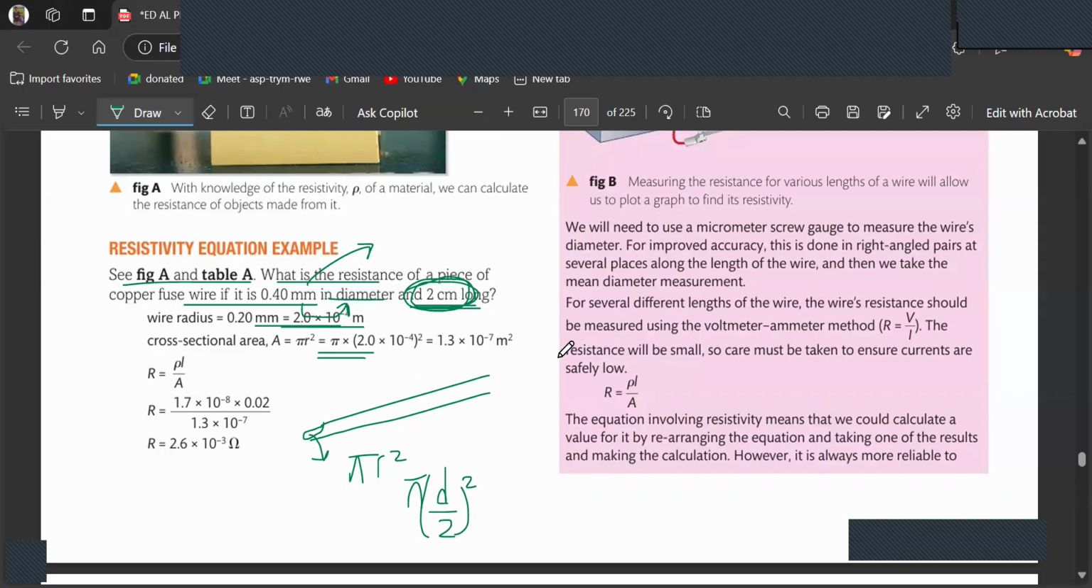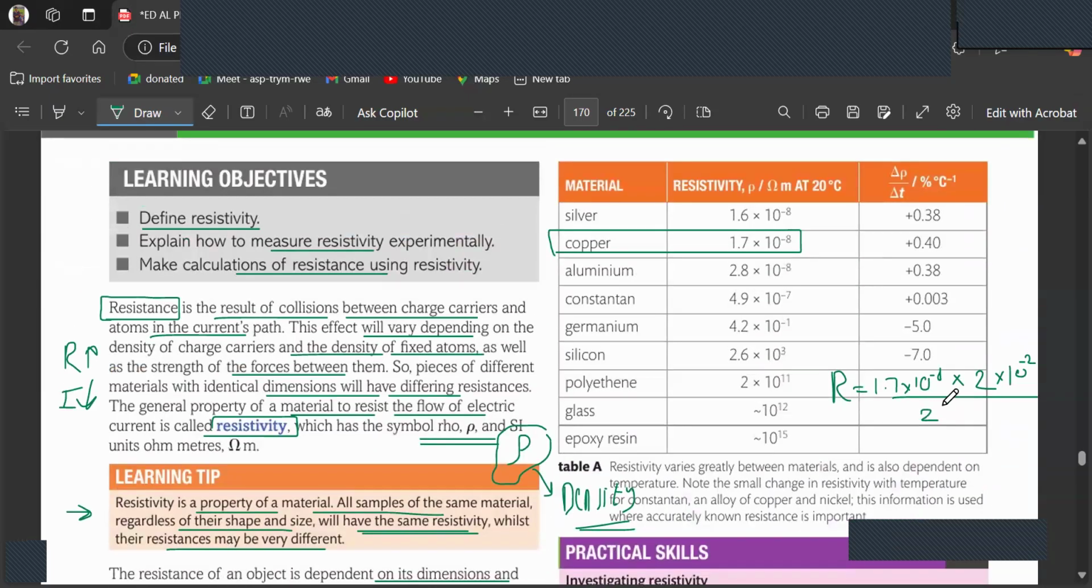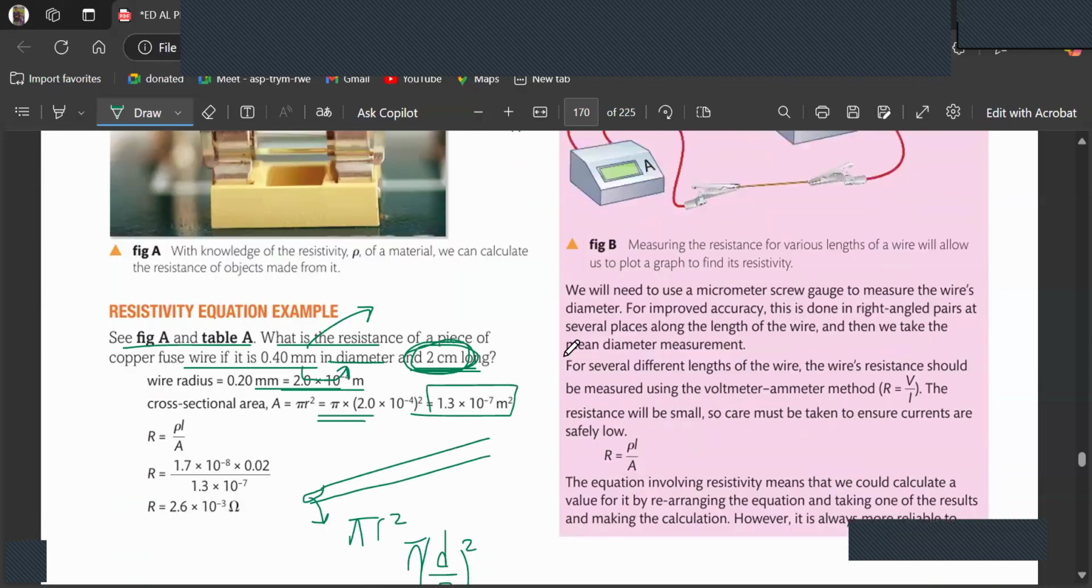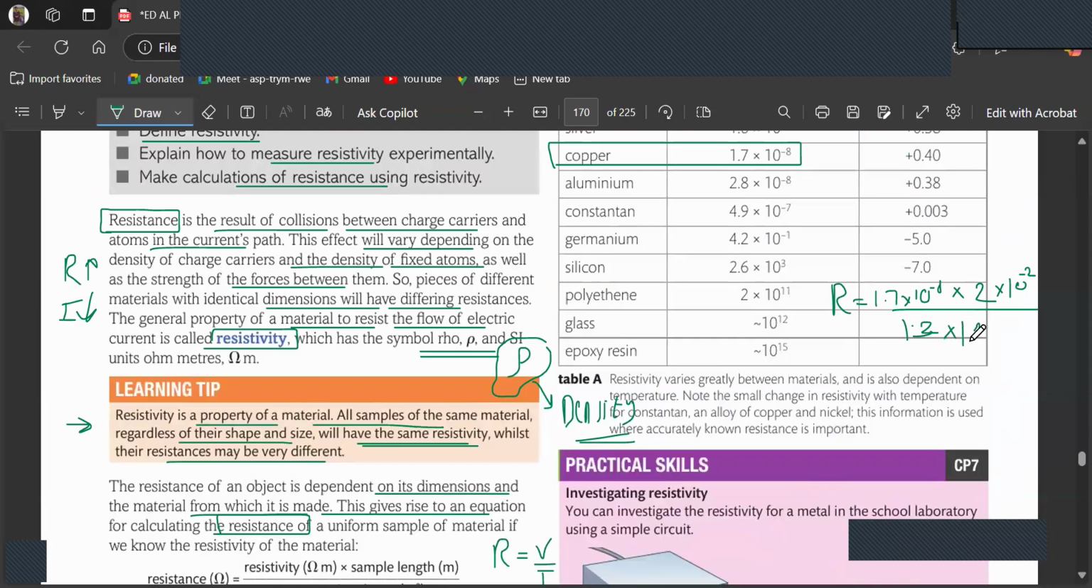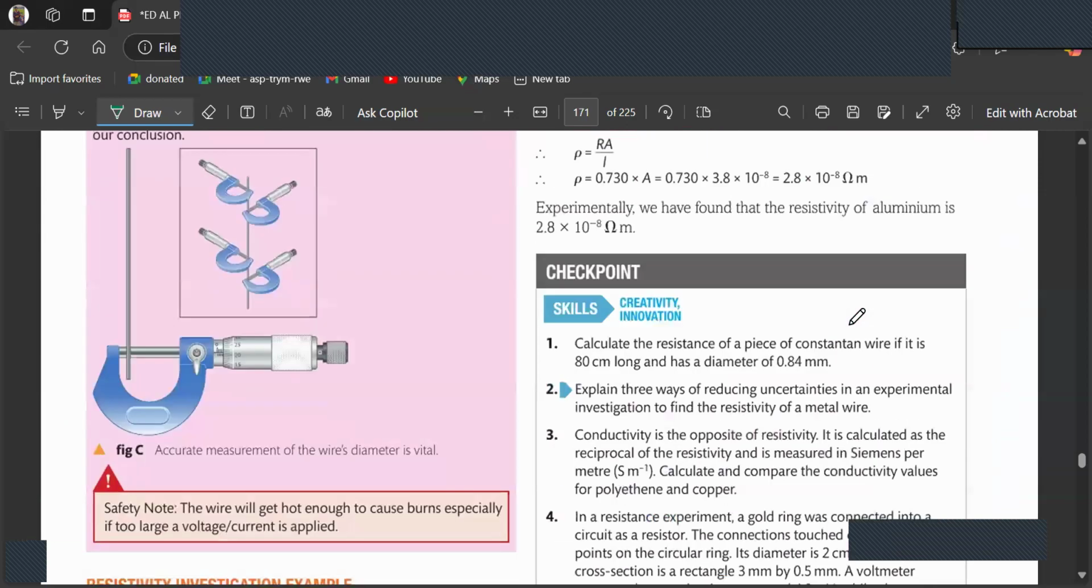Okay, we halved it. I think you got it. Once you have the area, you can write down what's the area. 1.3, no, no, 1.3 into 10 to the power minus 7 is the answer. So this is how you'll calculate the resistance. Got it? Good.